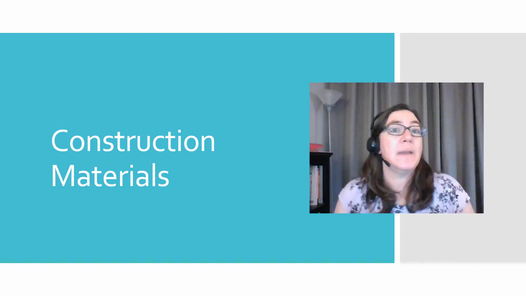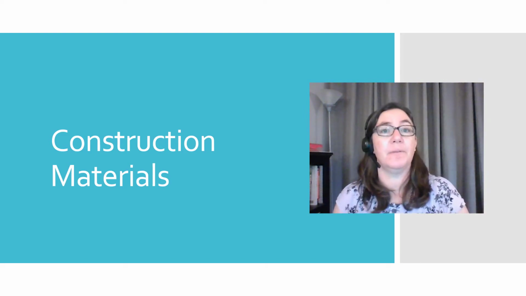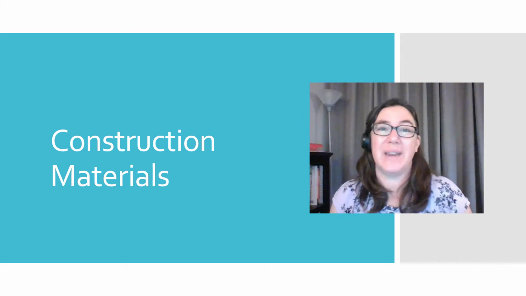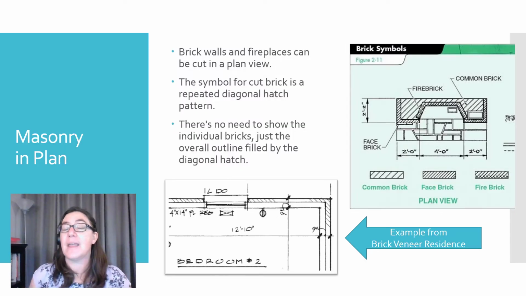Welcome back. We're continuing our discussion on how to show different types of construction materials in the different kinds of drawings in our print sets. Let's start out looking at masonry. Remember that masonry is brick, CMU, and tile and stone.